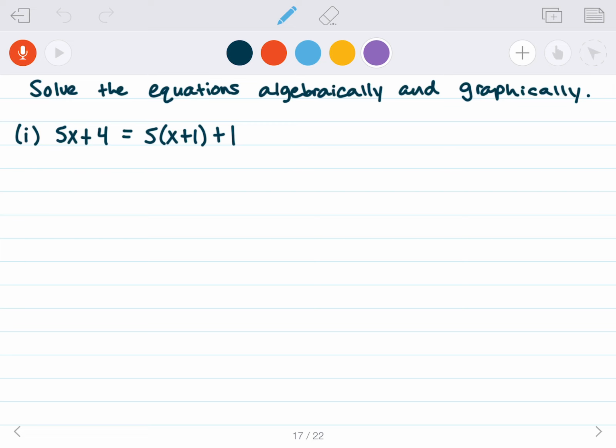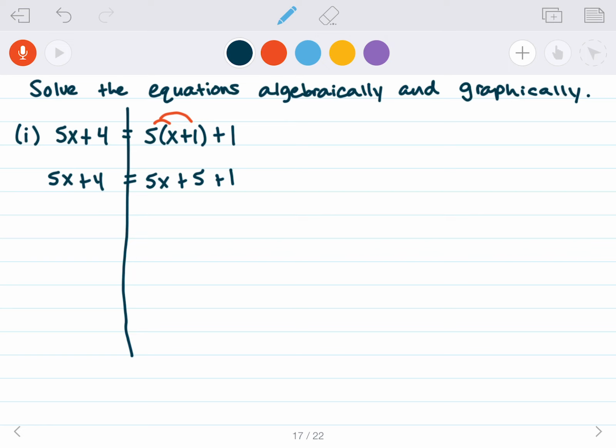Okay, so let's do this one. Solve the equations algebraically and graphically. So I'm going to draw my line through the equal sign, and I'm going to use the distributive property on the right side first to get rid of the parentheses. So on the left side, nothing really changes here. On the right side, 5 times x is 5x. 5 times positive 1 is positive 5 using the distributive property. And then I have that plus 1 at the end.